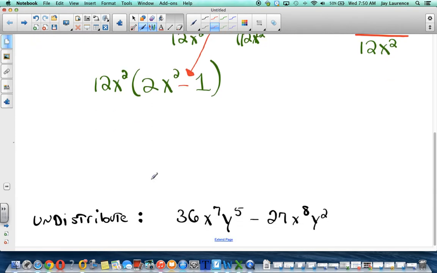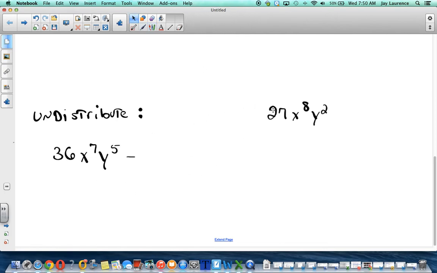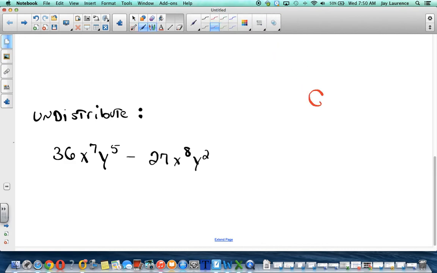All right, so let's try this again. I've got this big, long, ugly one. I wonder if I can move it. Well, I can move part of it. I'm going GCF hunting, right? Going to look for my GCF.